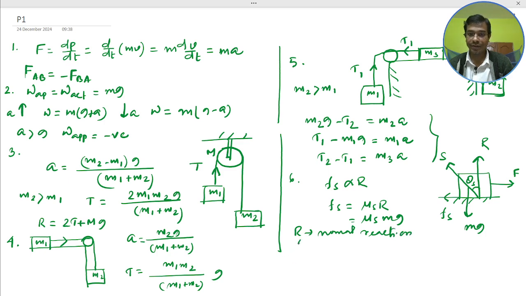This is equal to mg. So kinetic friction Fk is proportional to R. So Fk is equal to the kinetic friction coefficient mu k times R. Mu k is the coefficient of kinetic friction.